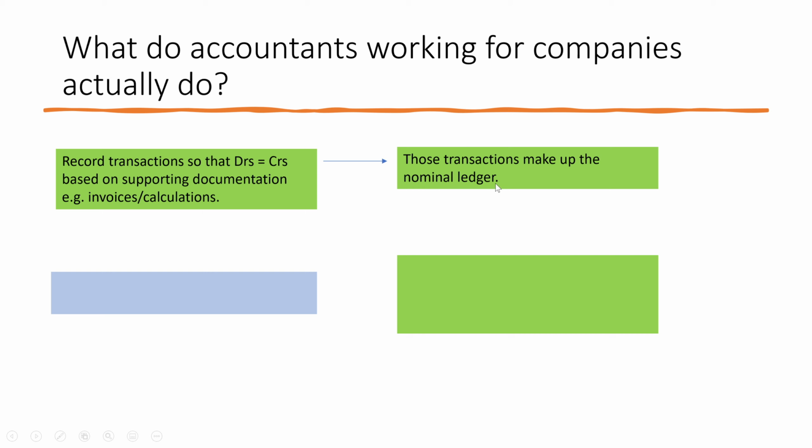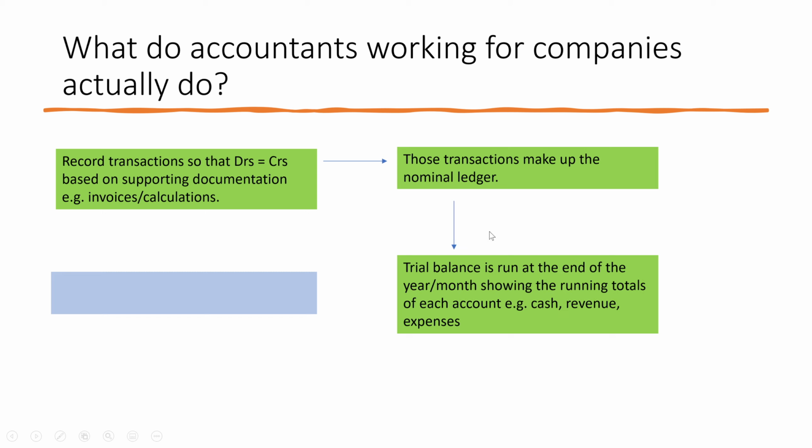The nominal ledger is basically a full listing of all the transactions for a given period from an accounting system. The transactions will normally be recorded on an accounting system for companies of all sizes. From the accounting system, you can run what is called a trial balance, and that shows the closing totals of each account, like cash, revenue, expenses, for a given date.